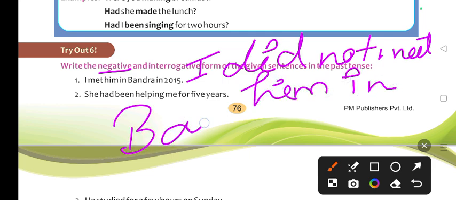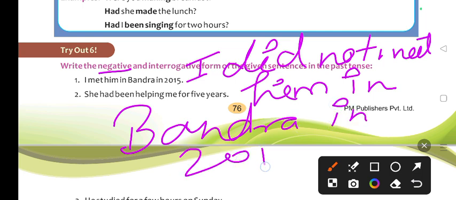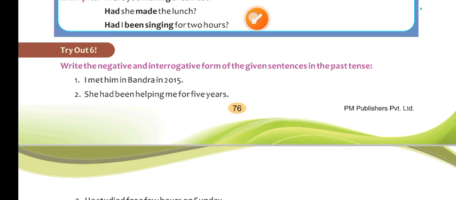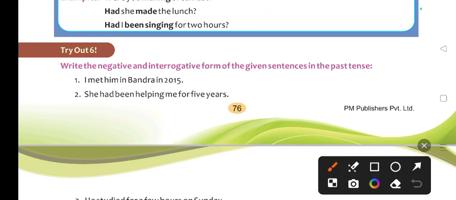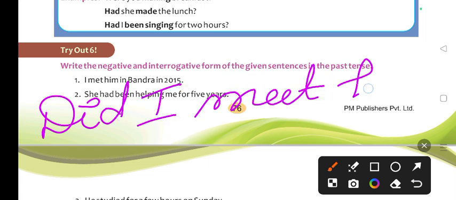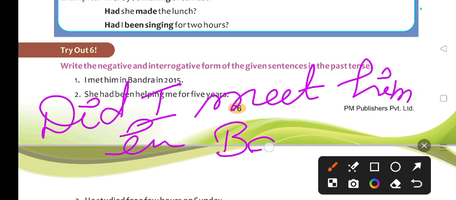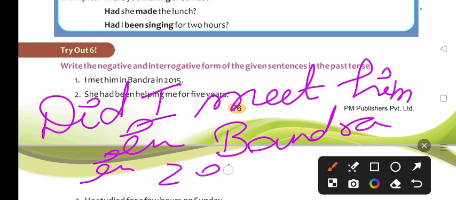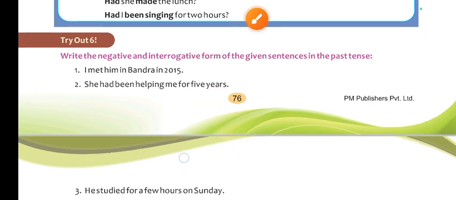Understood? Next, you need to make it interrogative. So let's make interrogative as well. So, did I meet him? Did I meet him in Bandra in 2015? Okay. Now let's solve the second one.